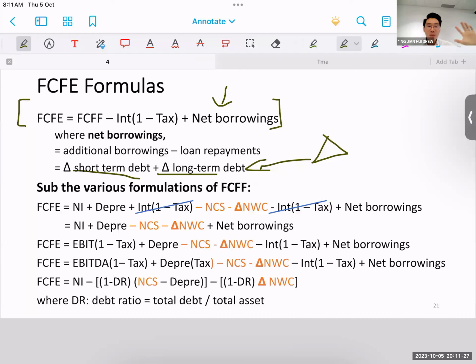Okay, with this basic formula here, this is actually all that you need to know for the FCFE formula. And whatever formula that you see here is basically a substitution of your FCFF. So what does this mean? I show you the derivation using the net income. I basically just plug in. So this is the FCFF formula.